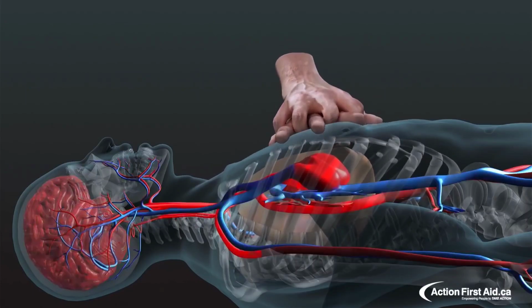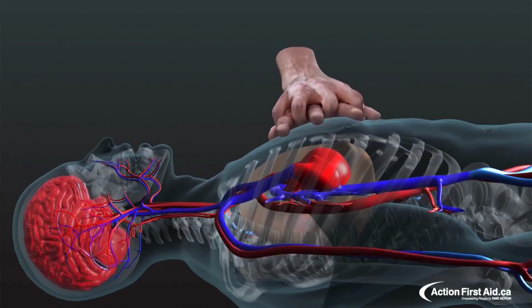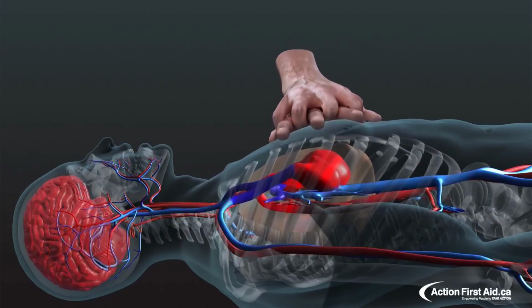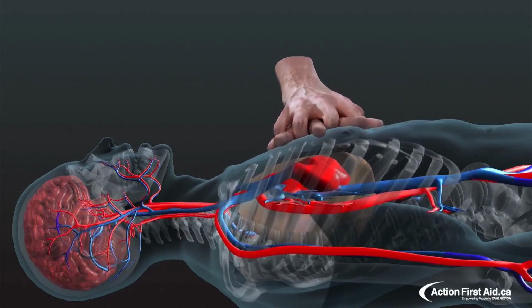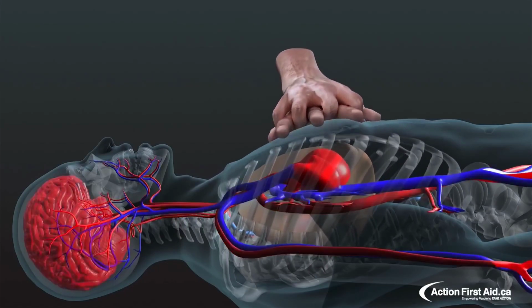So remember, the key purpose of delivering compressions is to keep oxygenated blood moving through the heart and up to the brain to keep the brain alive. We need to push hard and push fast.